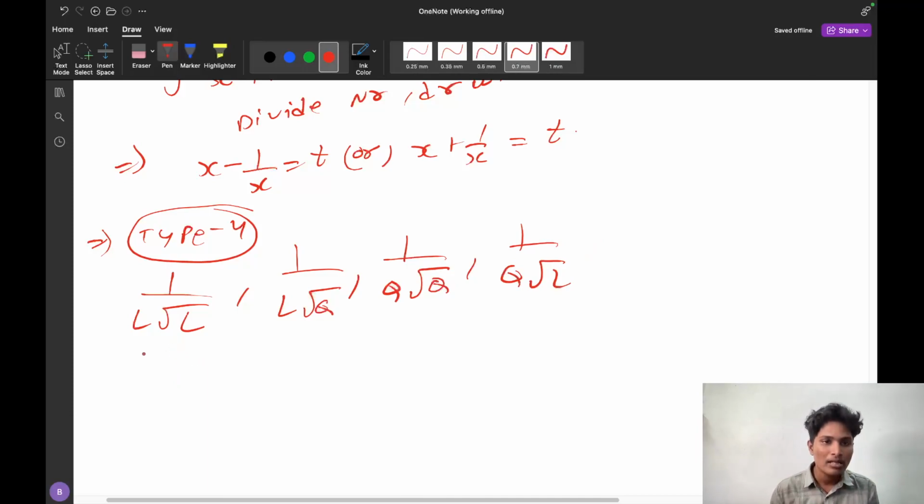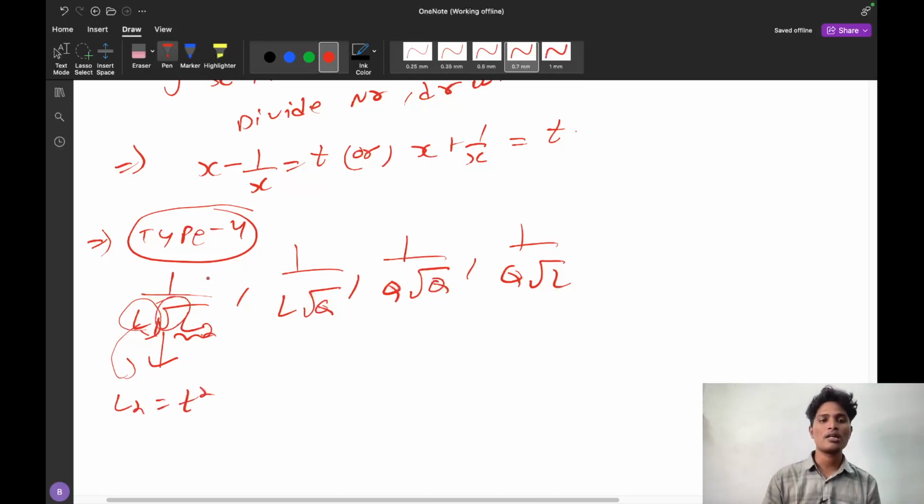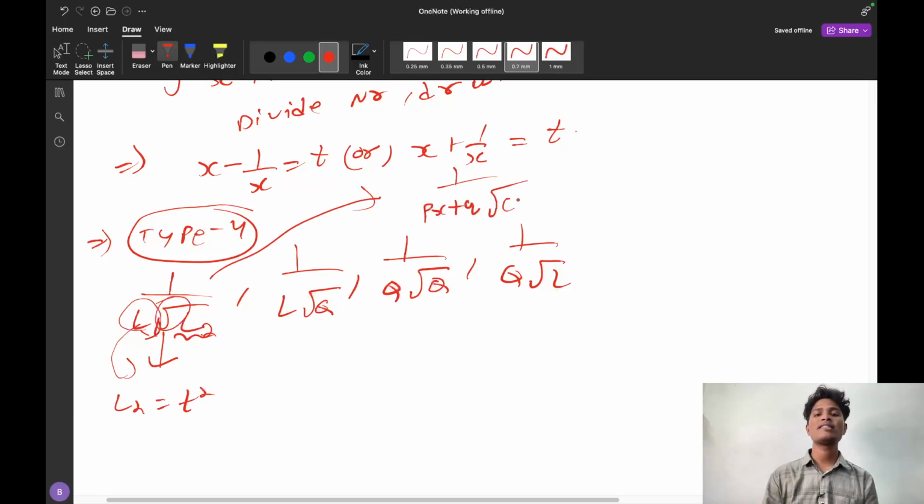Suppose it is linear root linear, what we have to do? We have to take the outside term and the inside term, that is the root. Suppose I take L1 and L2, L1 should be taken as t square in order to eliminate the root. This is a strategy. Suppose in this example I can explain, that is 1 divided by px plus q root of cx plus d. If this is like this, linear root linear, what we have to do?